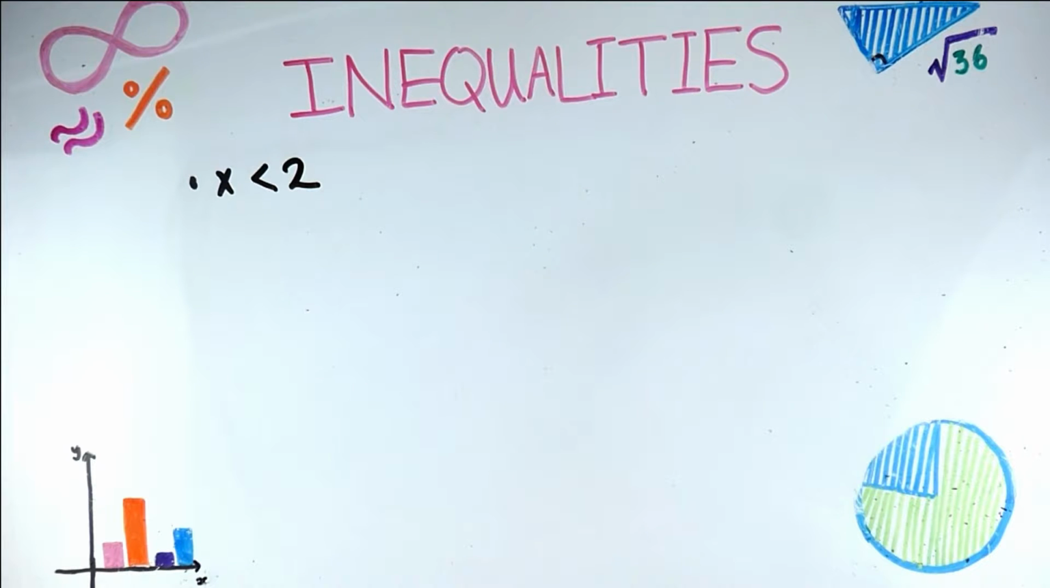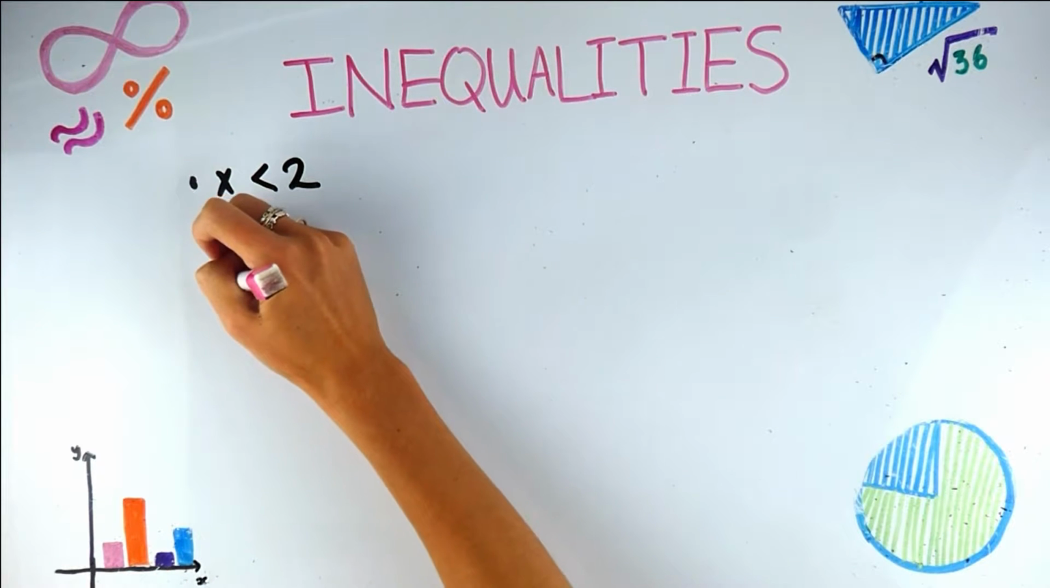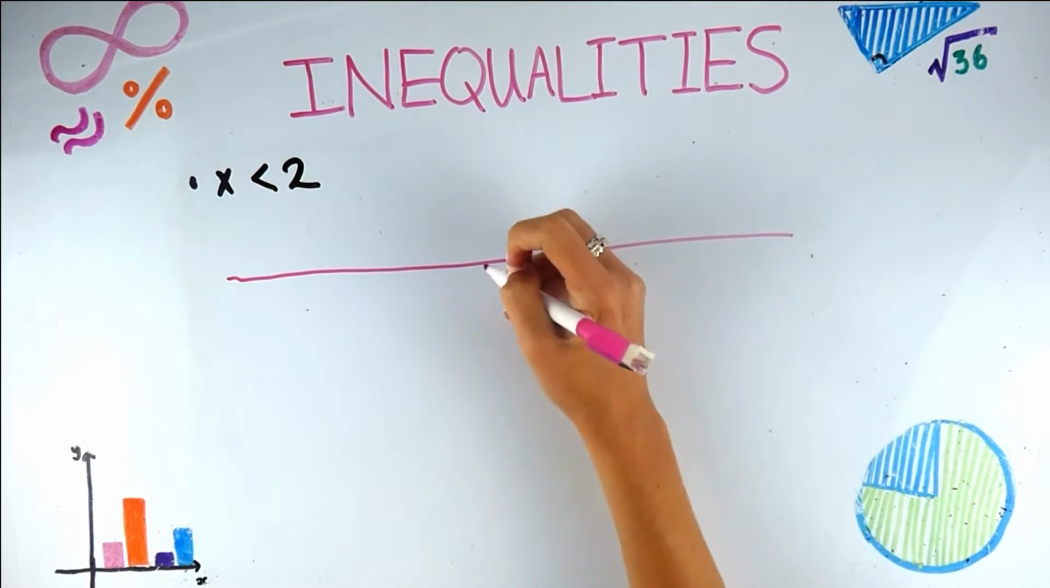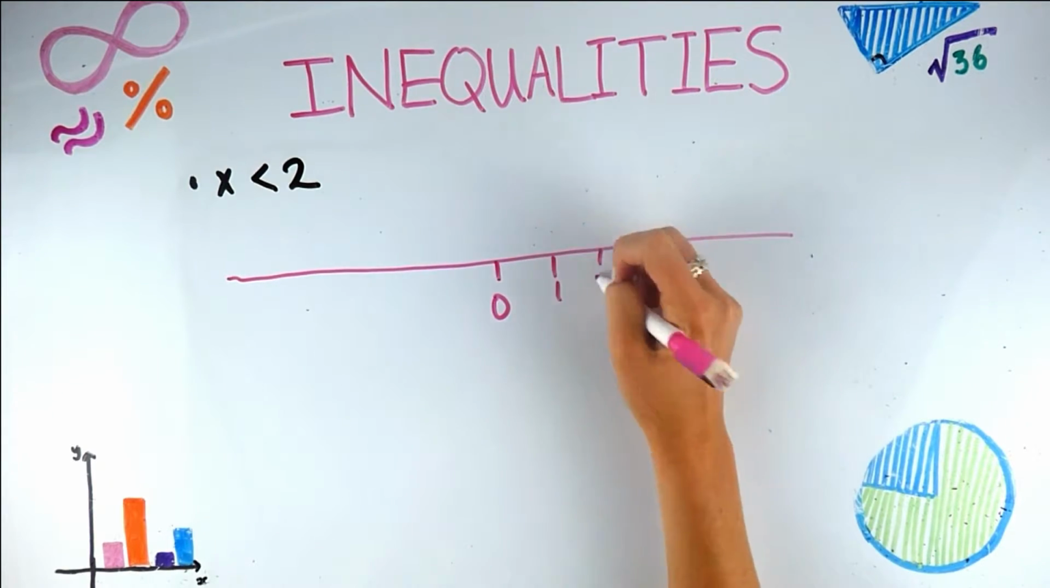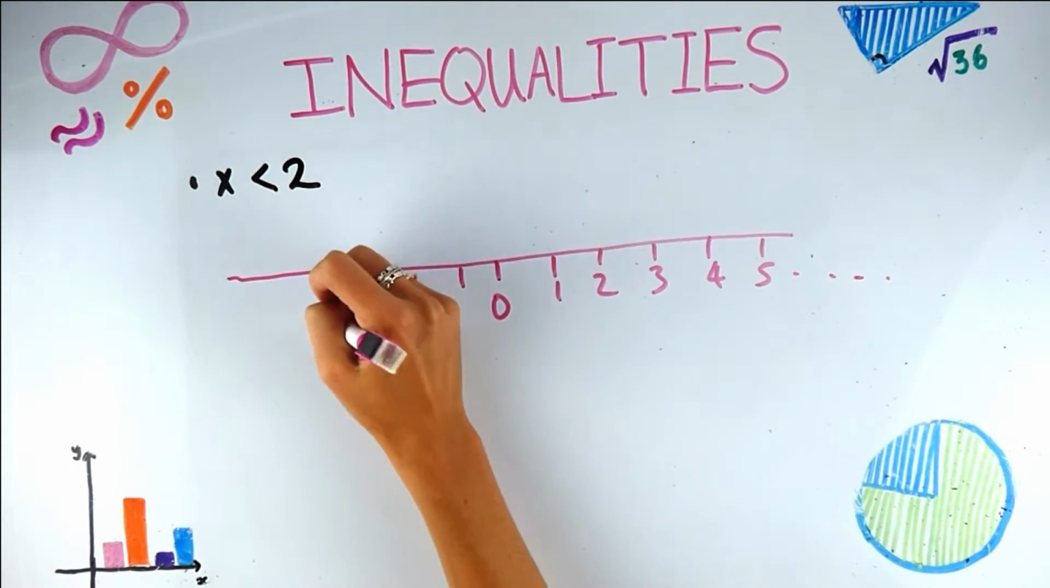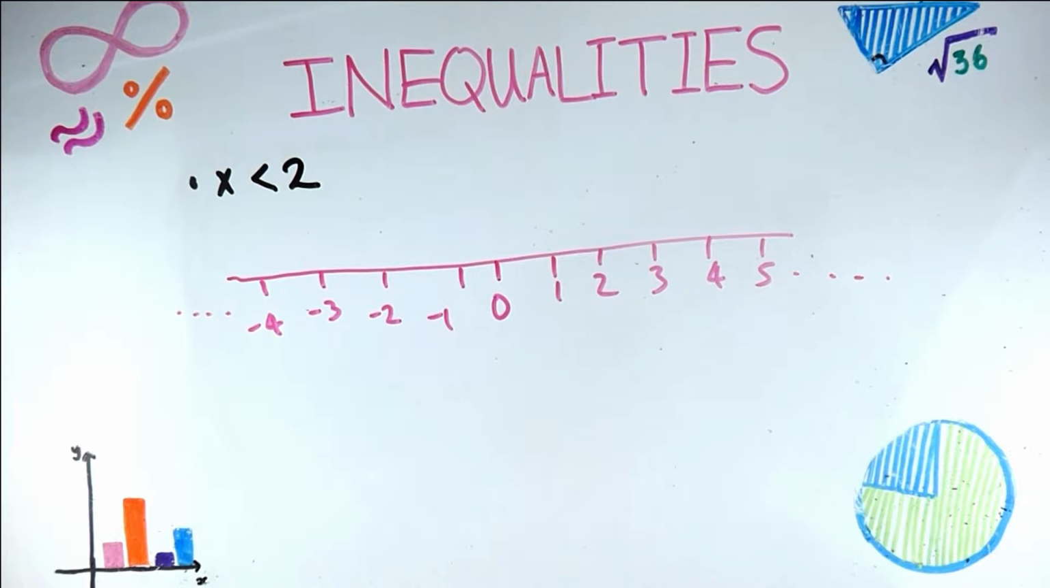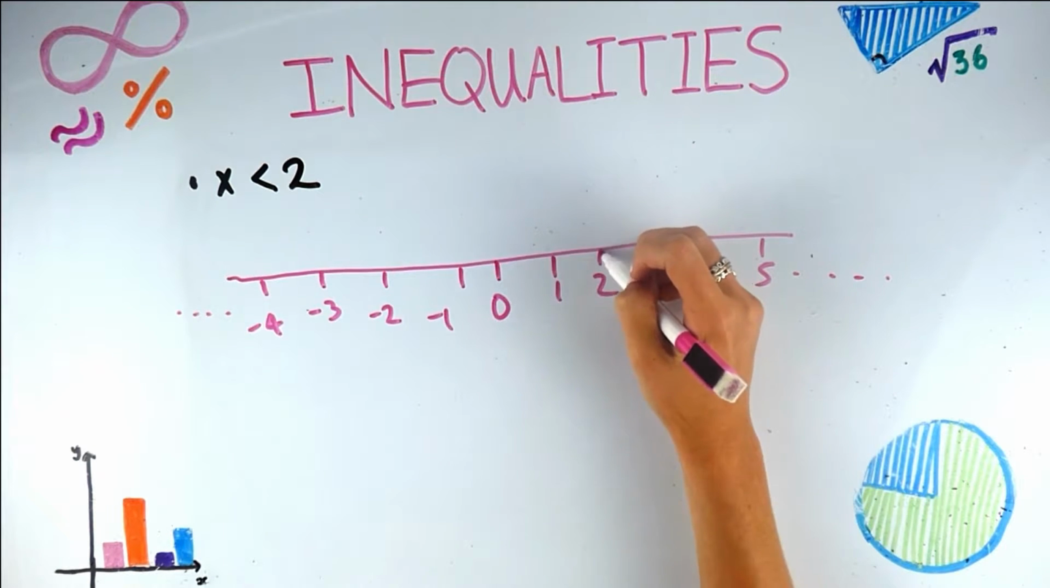So x is less than 2. I want you to draw a number line and then mark where x is less than 2. The way this works is, here is my number line. I'm going to put 0. There's my wonky number line, and I want the values x where x is less than 2. So let's find 2 on the number line, which is here.